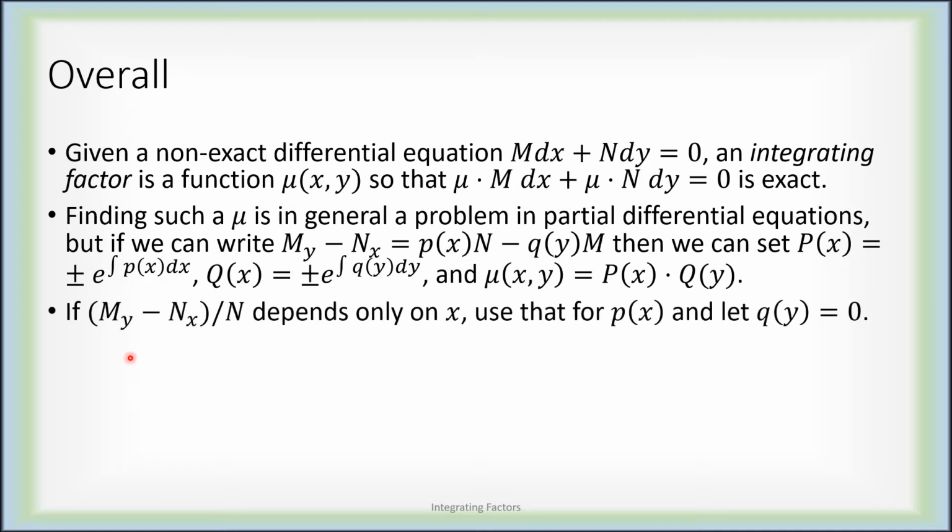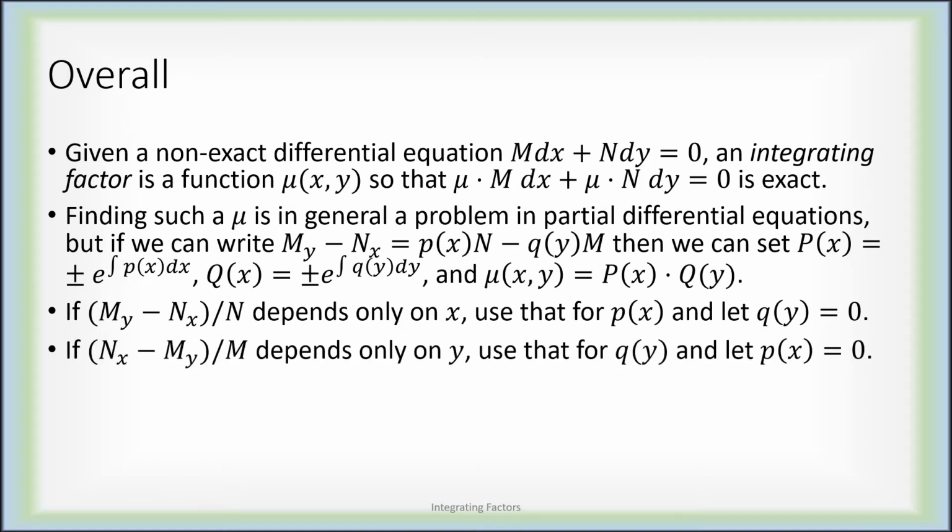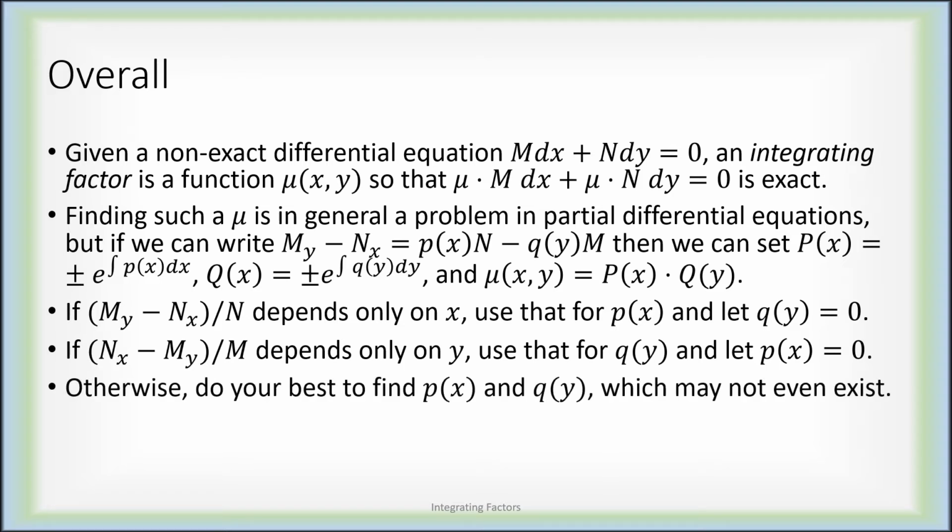In order to find these P's and Q's, if M_y minus N_x over N is a function only of x, just let that be p and let q be 0. Conversely, if N_x minus M_y over M depends only on y, use that for q and let p be 0. Notice compared to the previous slides, I multiplied this by -1 to change this order, and now that is just going to be q of y, not negative q of y. If neither of these things works out, you just kind of have to try and figure it out, and it might not even be possible.